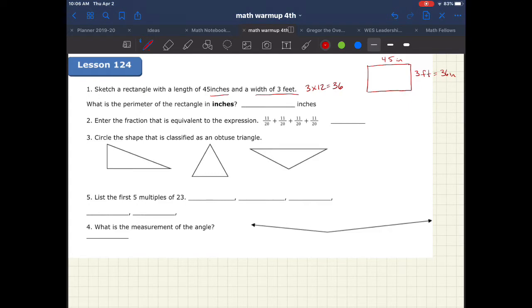And what is the perimeter of the rectangle in inches? Oh, look, see, we do need to know those inches. So we've got 36, 45, opposite sides are the same, 45 and 36. Let me see, I know 45 and 45 is 90, and 36 and 36 is 72. So altogether, it looks like we have 162 inches for our perimeter.